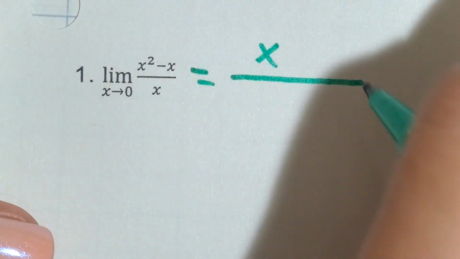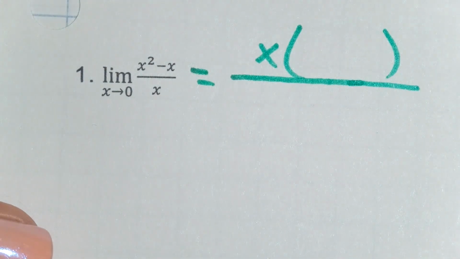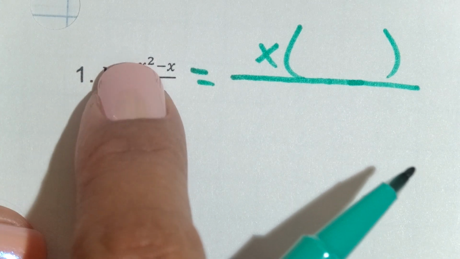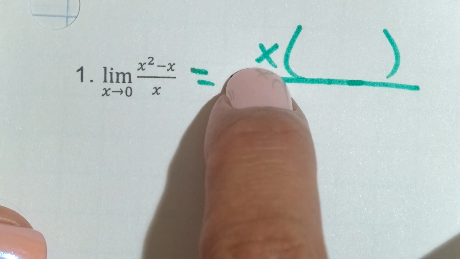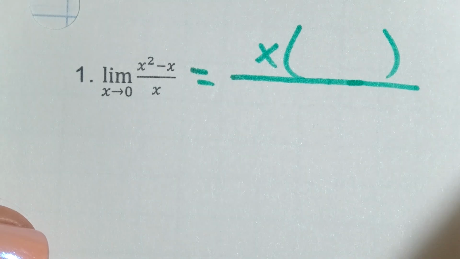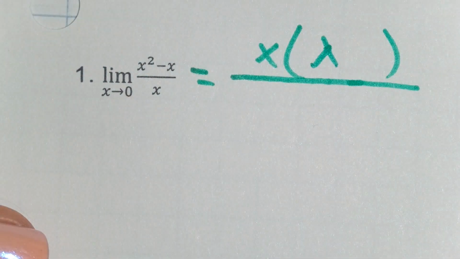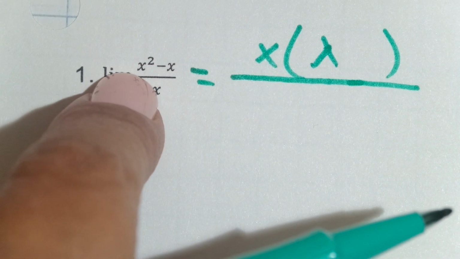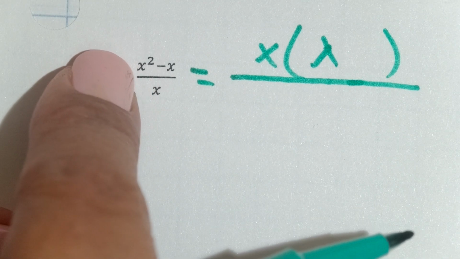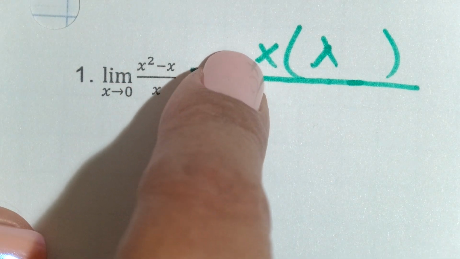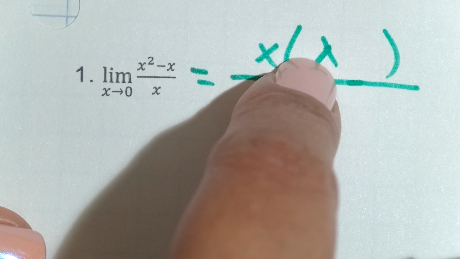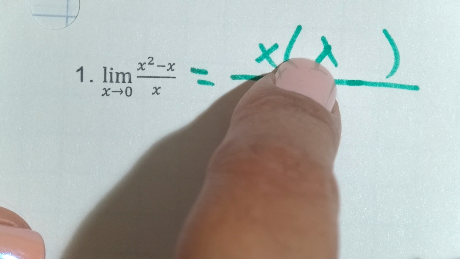Now I need to create the other binomial. How many x's do I have here? 2. How many do I have here? So how many need to go in the parentheses? 1. I'll say it again. How many x's do I have here? 2. More than one person should be answering. How many x's do I have on the outside? How many more do we need? 1. Make sense? Are we sure?